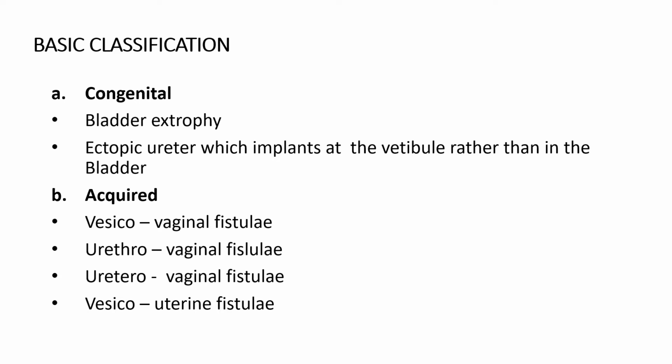So classification. A bladder exstrophy. Bladder exstrophy is a bladder that has been turned inside out and is protruding out of the anterior abdominal wall. Okay, it's a congenital cause. The acquired ones are vesicovaginal fistula, ureterovaginal fistula, vesicouterine fistula, and urethrovaginal fistula.